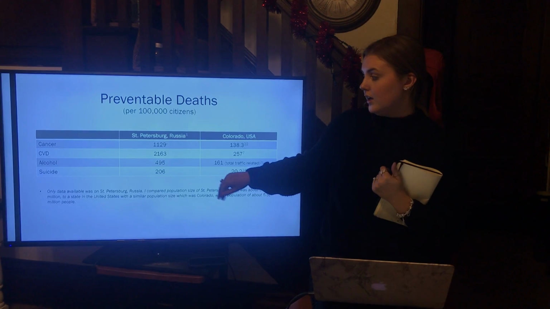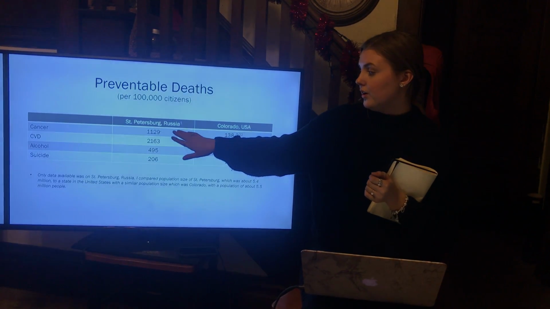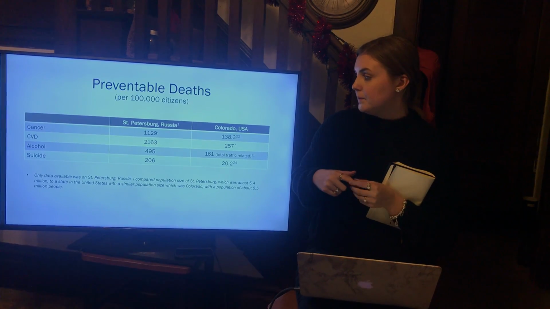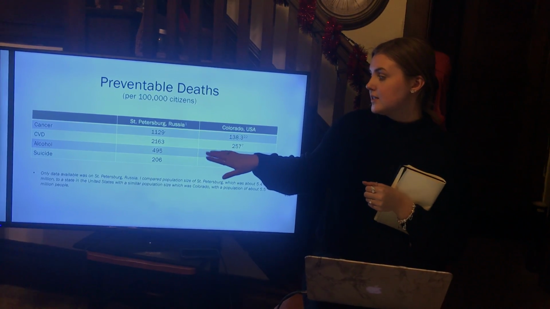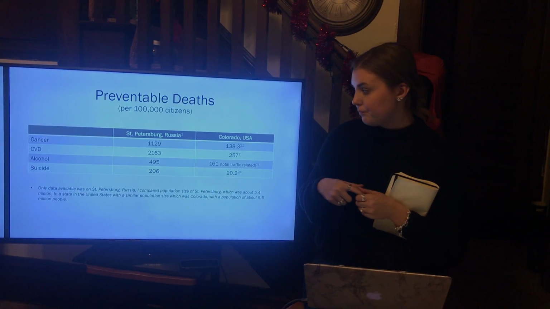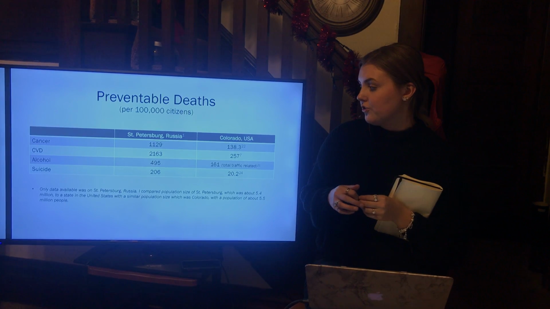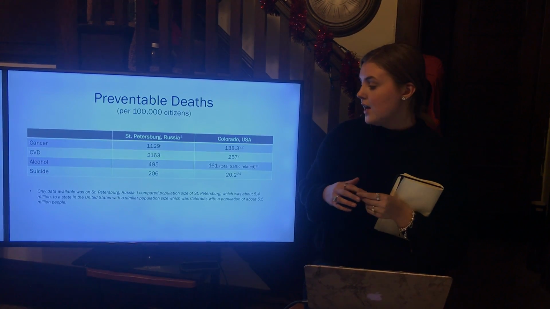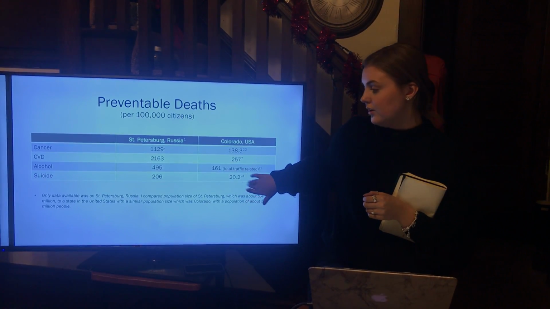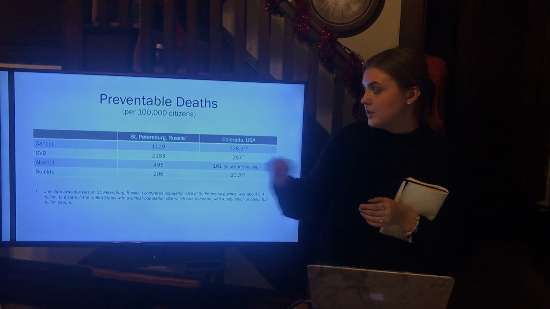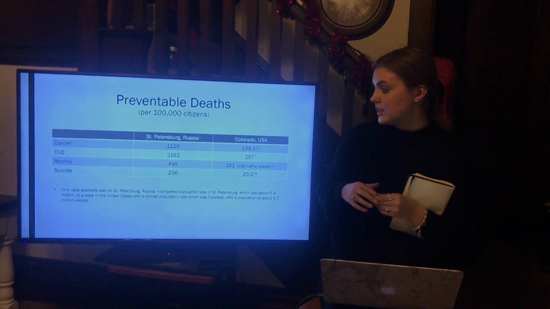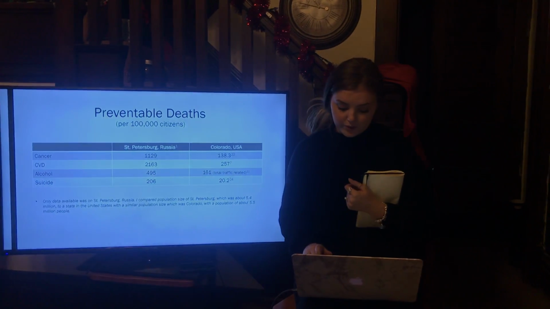Cancer deaths in Russia were over 1,000, and in Colorado were 138 per 100,000. CBD deaths were over 2,000, and in Colorado only 257. Alcohol-related deaths in Russia were 495, and in Colorado 161, and this included the traffic alcohol deaths also. And then suicide in Russia was 206 per 100,000 citizens, and in Colorado it was only 20.2.